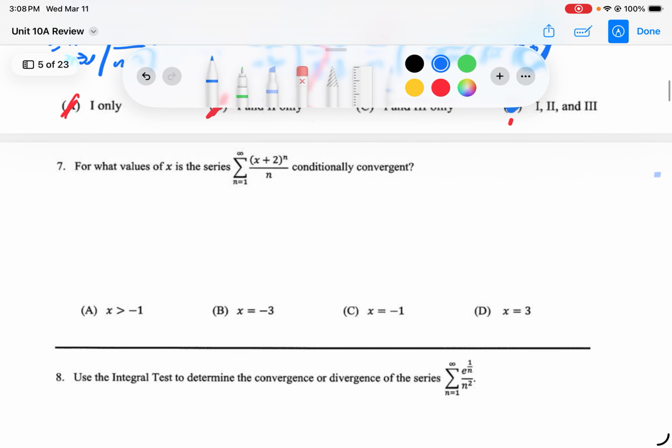All right, number 7. I'm already getting tired. Number 7: for what values of x is the series conditionally convergent?